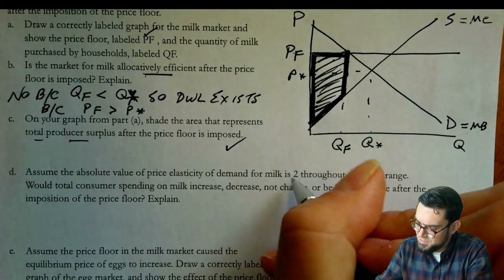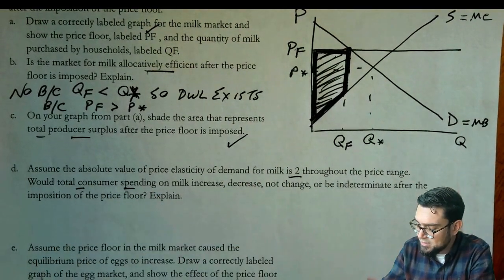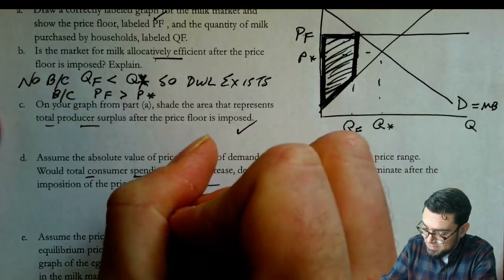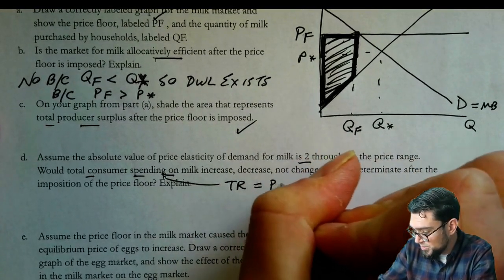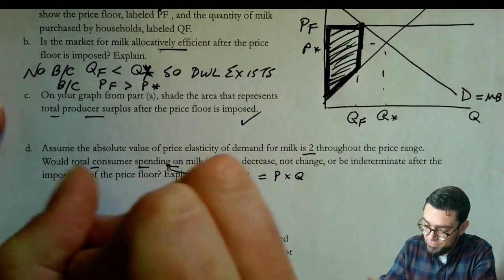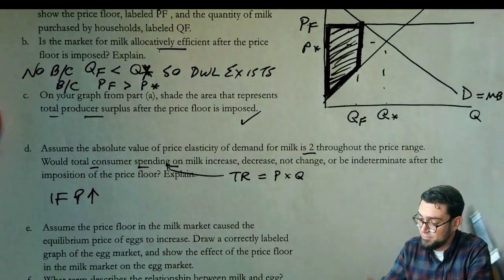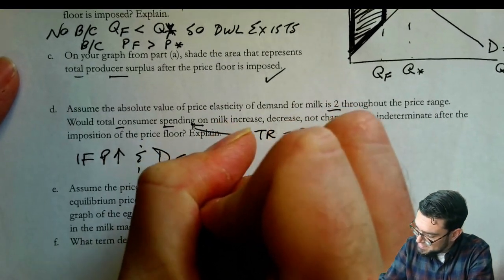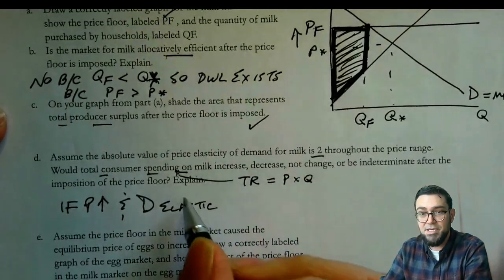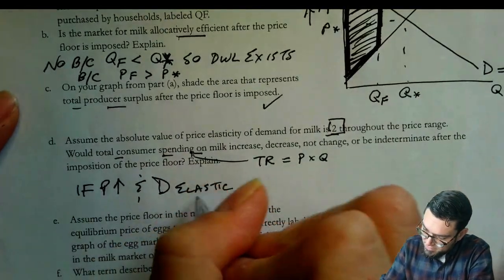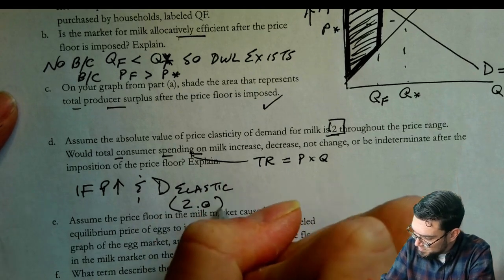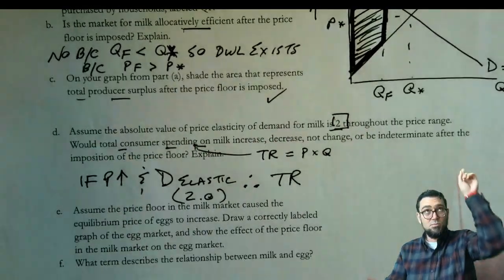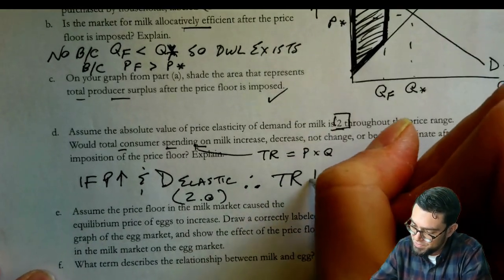Assume the absolute value of price elasticity of demand is 2 throughout the price range. Would total consumer spending on the milk increase, decrease, not change, or be indeterminate? Explain. This one requires that you understand that this is total revenue, right? Which is just price times quantity. And we remember from earlier that if the price is increasing, and we know that it went up because it went from P star to PF, and the demand is elastic. And how do I know that demand is elastic? Well, it tells me right here, because it's 2.0.